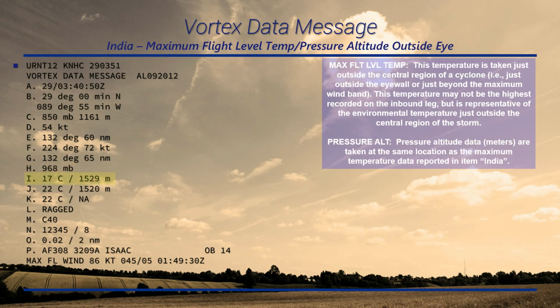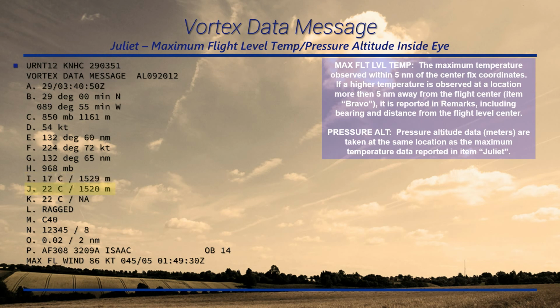Up next is item India. This is going to be the maximum flight level temperature and pressure altitude outside of the eye. So in this particular case, outside of the eye, the peak temperature was 17 degrees Celsius, and it was found at an altitude of 1,529 meters. On the other hand, item Juliet, same information but in the eye. So inside the eye, the temperature was 22 degrees Celsius at 1,520 meters.